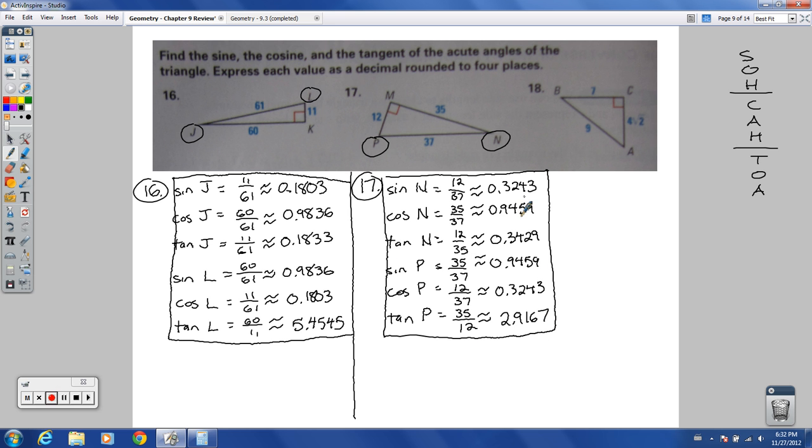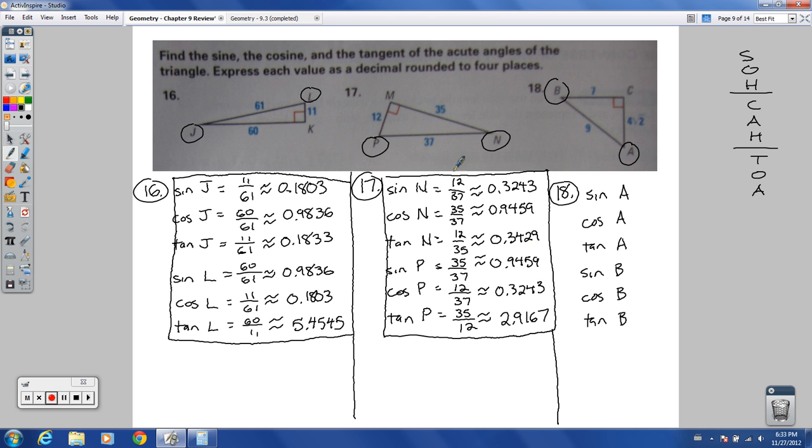And then finally number 18. I feel like we got this down pretty well, but we're going to finish up with one more. This one throws a little twist into there, so good to see that here. Our acute angles, in this case, A and B. So we have sine of A, cosine of A, tangent of A, and sine of B, cosine of B, and tangent of B.